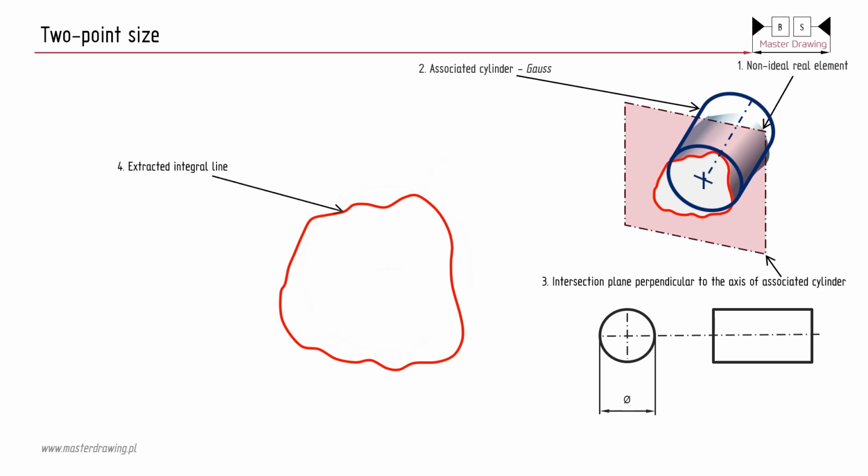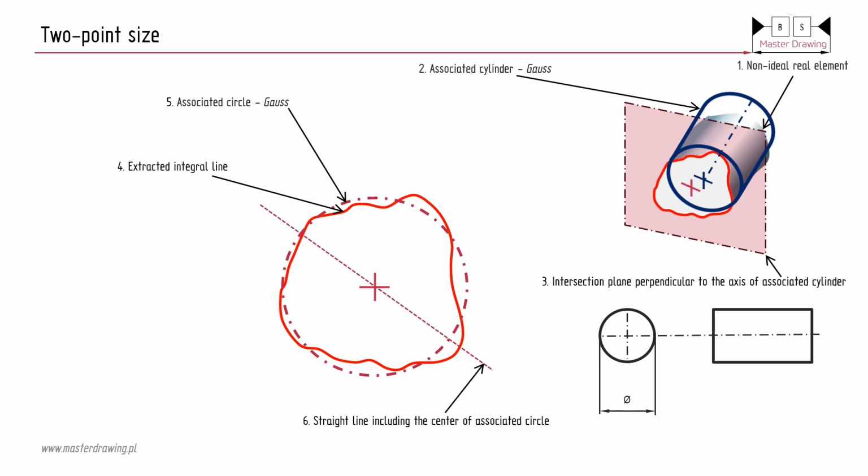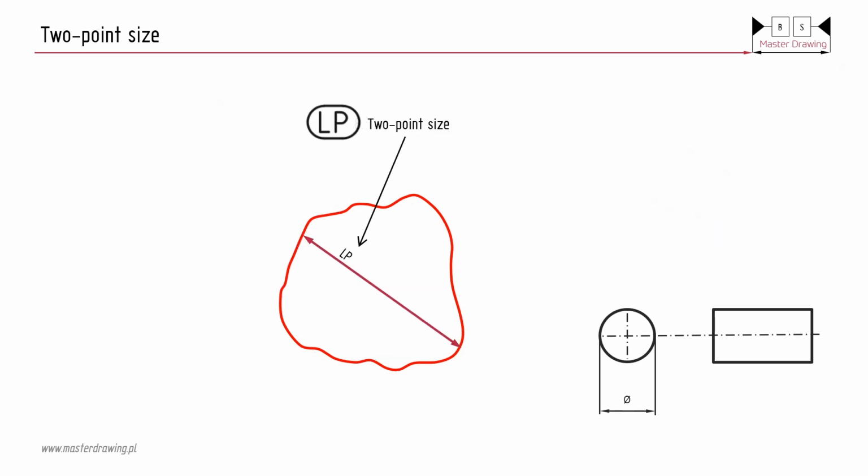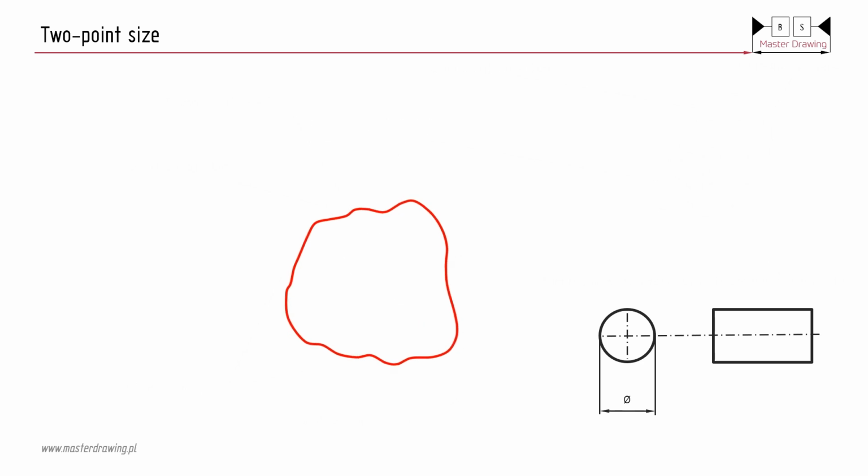The extracted integral line in such a plane is then, by default, associated as a circle. Finally, a straight line, called the secondary enabling feature, passing through the center of the circle, intersects the extracted line in two opposite points. The distance between them is exactly the 2-point size.